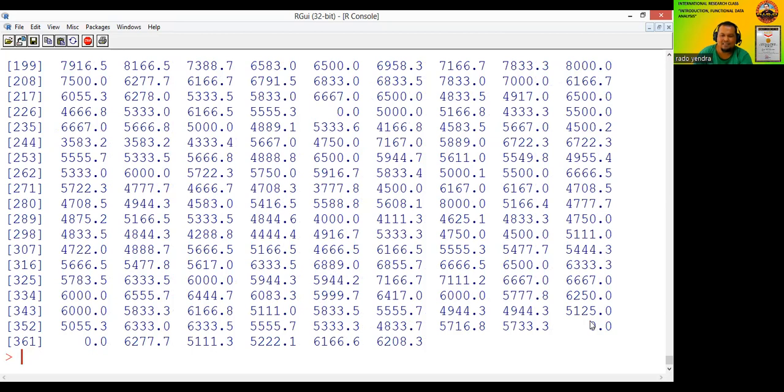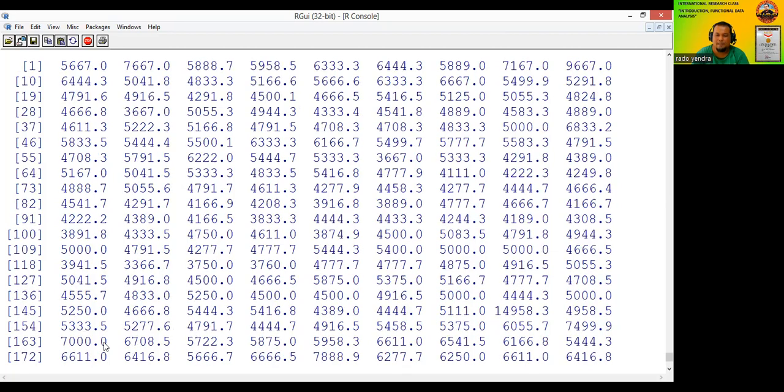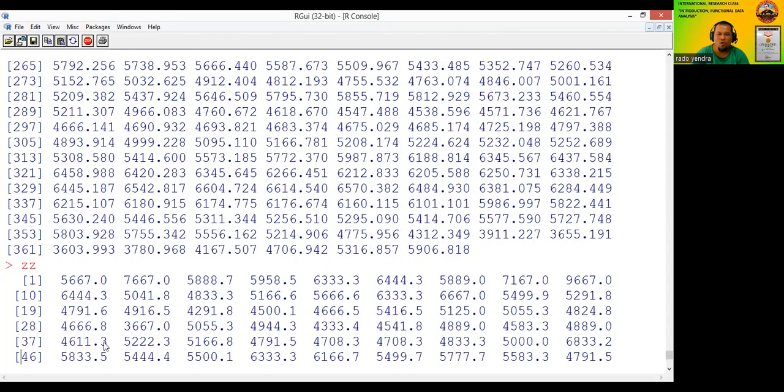There is zero data for day 360 and day 361. It means there is missing data in the real data for 360 days and 361 days. So by using the smoothing graph produced by the Fourier series, all the data is full, complete data.